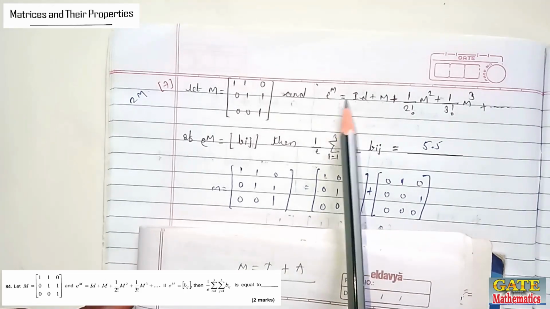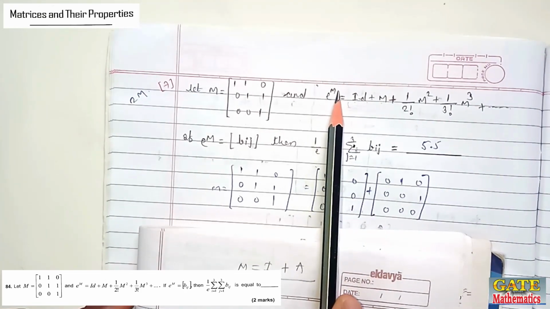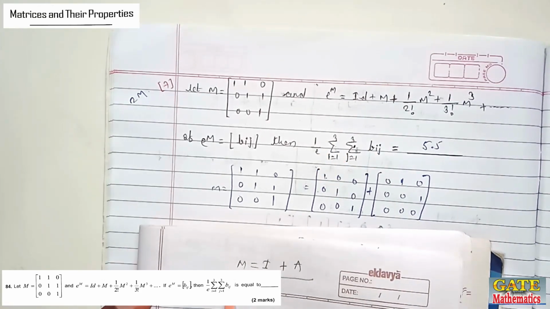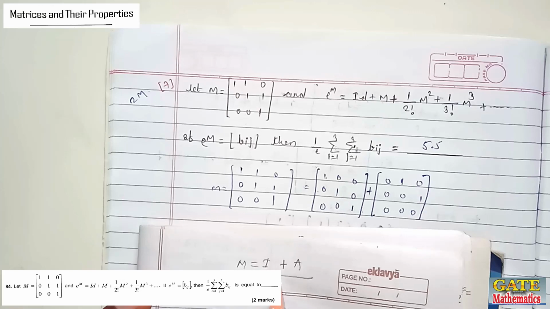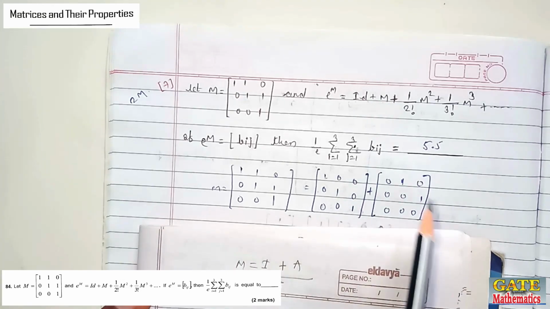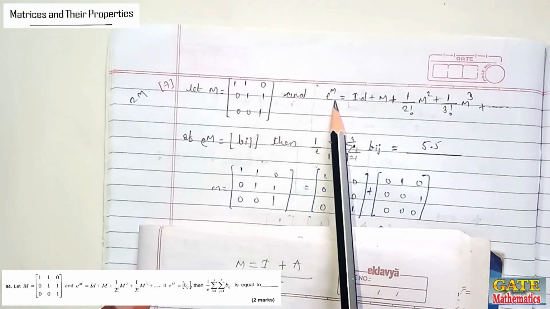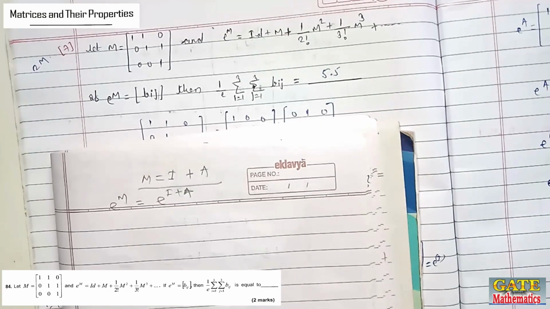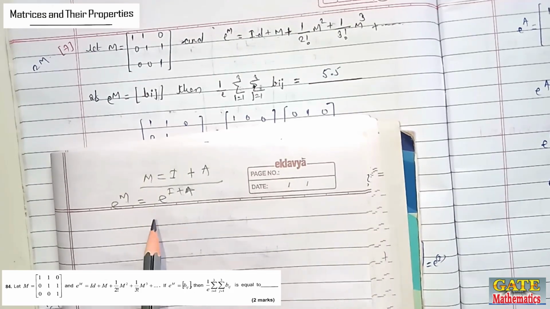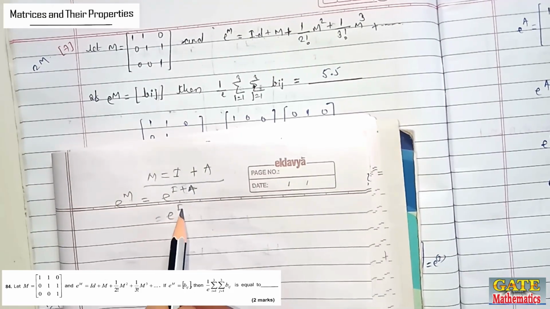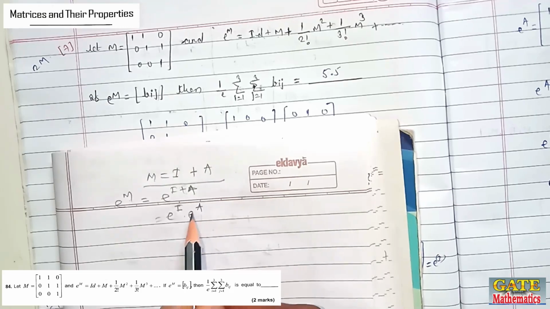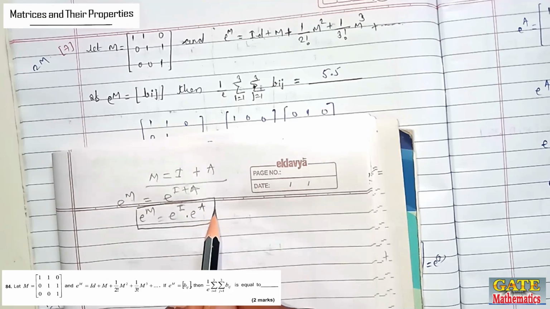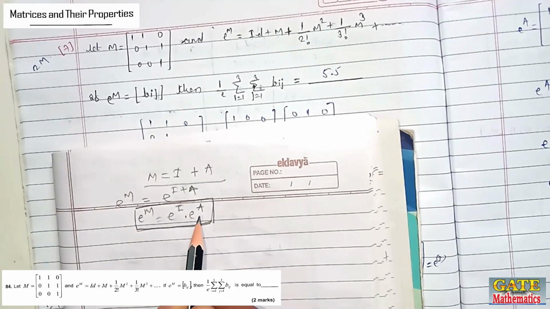That means we have the exponential term e to the power M, which can be written as e to the power identity plus A. I replaced M by identity plus A, so I expanded e to the power M as e to the power identity plus A. Let's expand this one: e to the power identity plus A can be written as e to the power identity into e to the power A.